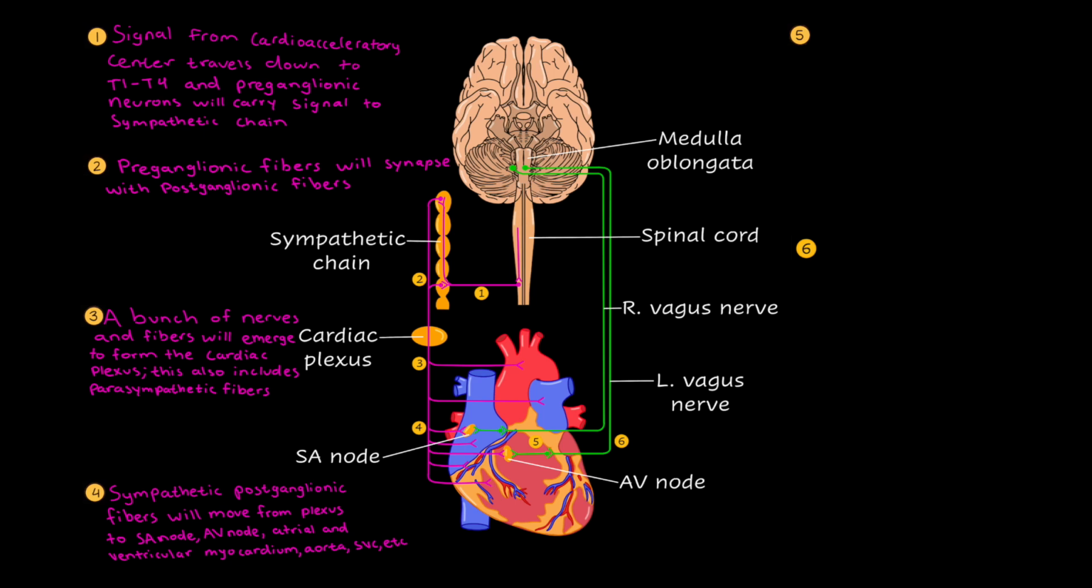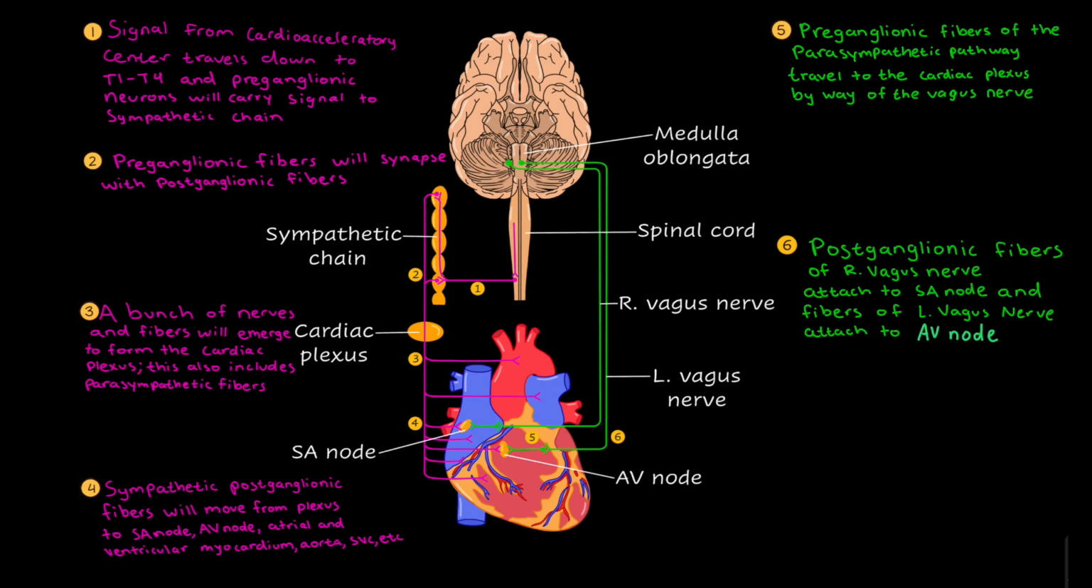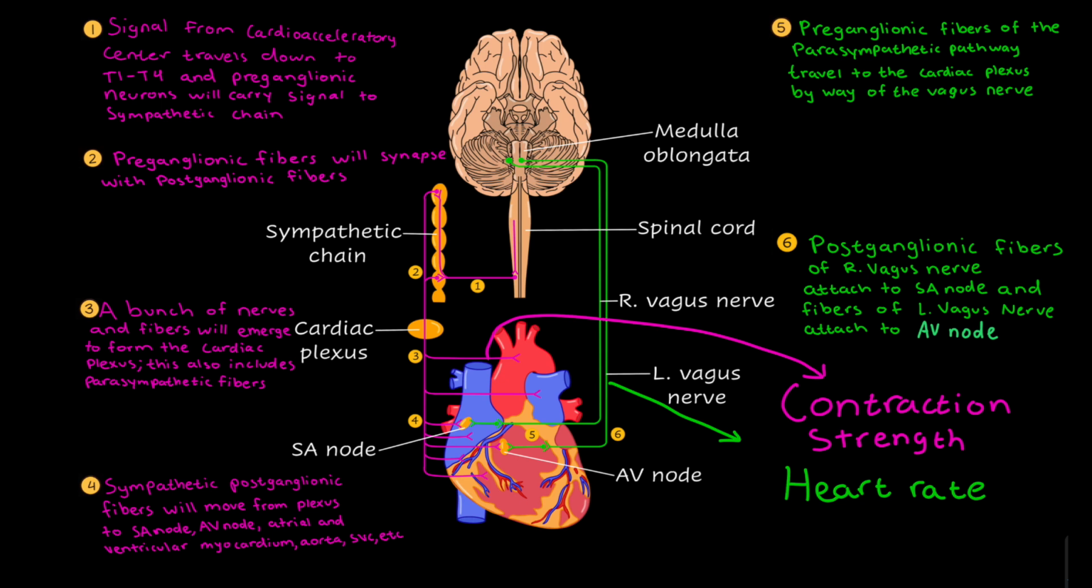Now, with sympathetic stimulation, we see an increase in heart rate and contraction strength, as well as dilated coronary arteries. On the flip side, in the parasympathetic pathway, the preganglionic fibers of the vagus nerve will travel through the cardiac plexus, where they will meet the sympathetic fibers and synapse with postganglionic fibers. The postganglionic fibers of the right vagus nerve attach to the SA node, while the postganglionic fibers of the left vagus nerve attach to the AV node.